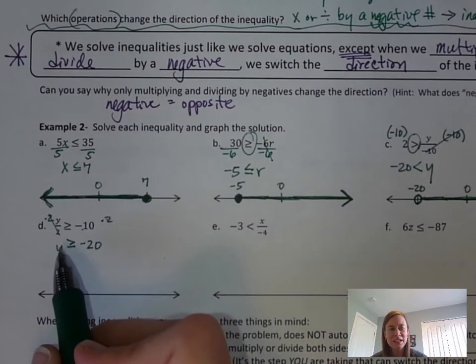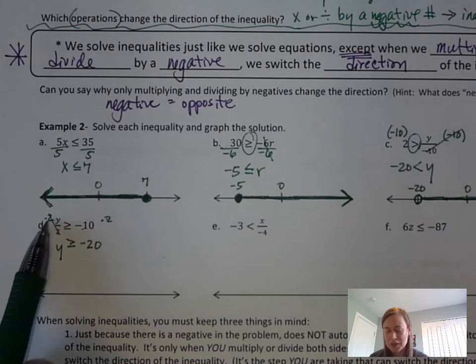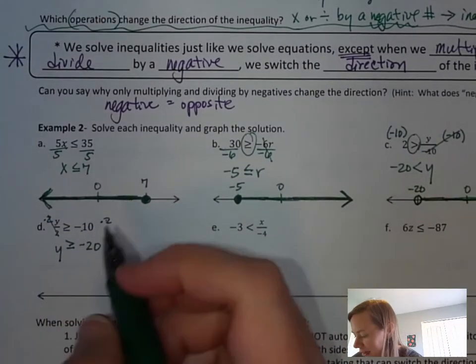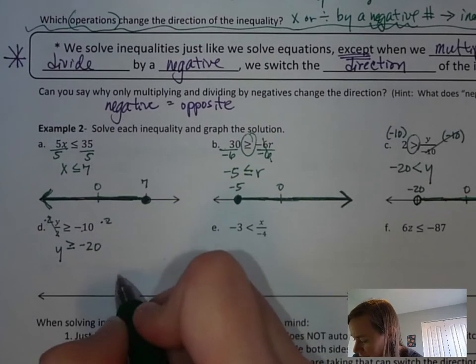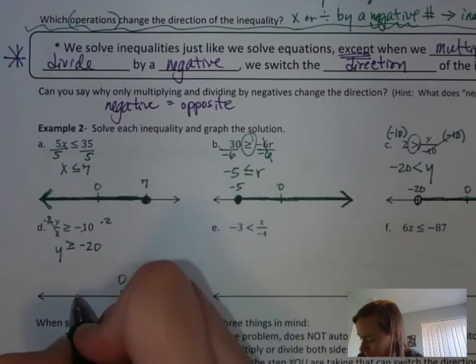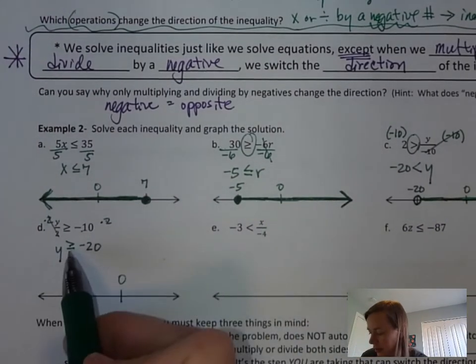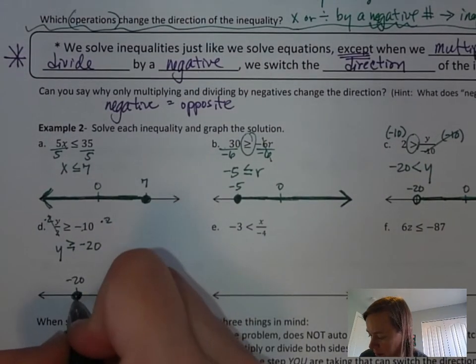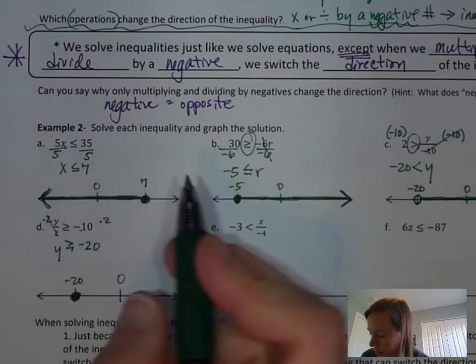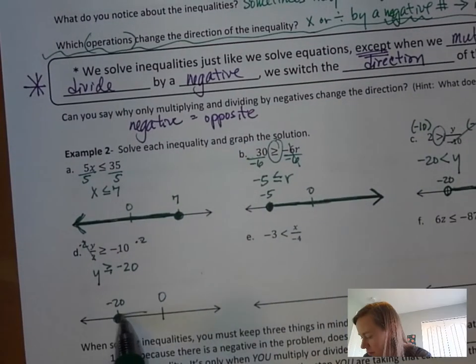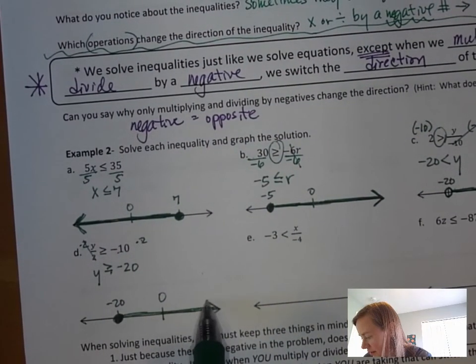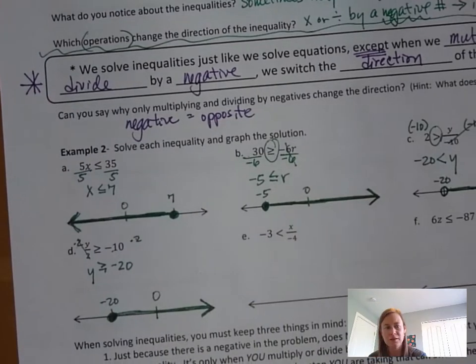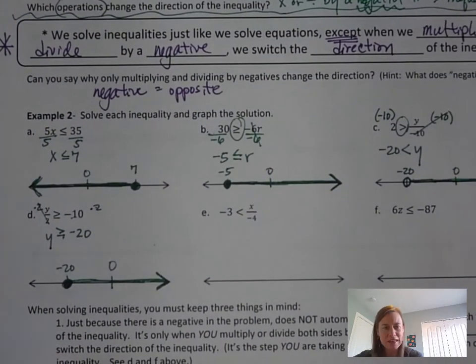Did I need to flip the sign here? Nope, because all I did was multiply by a positive 2, just a regular old 2. So y is greater than or equal to negative 20. Let's put this on here. So here's a 0, here's a negative 20. Should I fill in my dot? Yes, I should. And now y is greater than, so the answers are greater than negative 20, so we should draw our line this way. Okay, going on to part E.